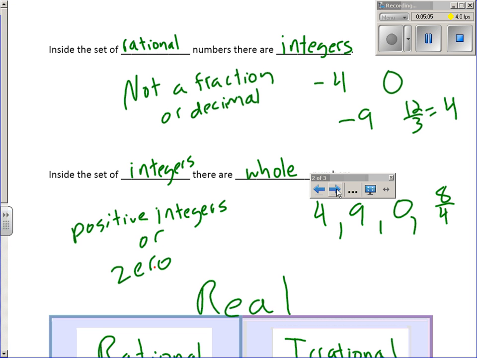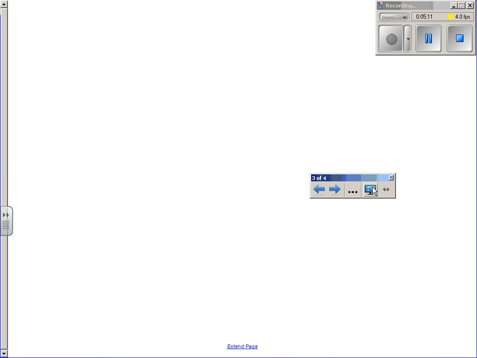Okay, go and turn over. Now, we don't want to get too far ahead.